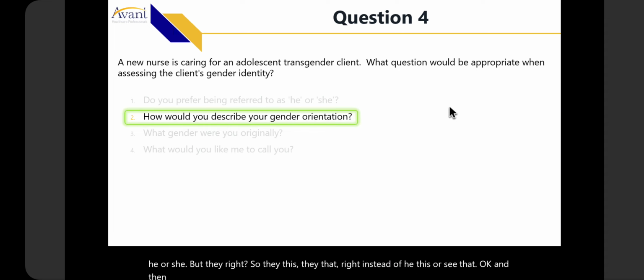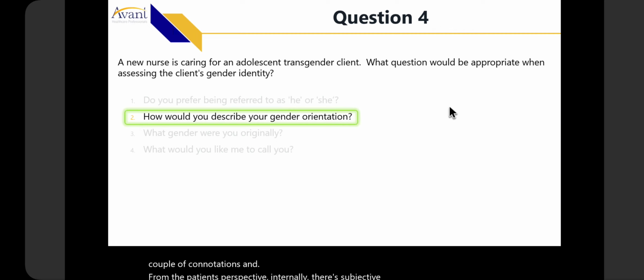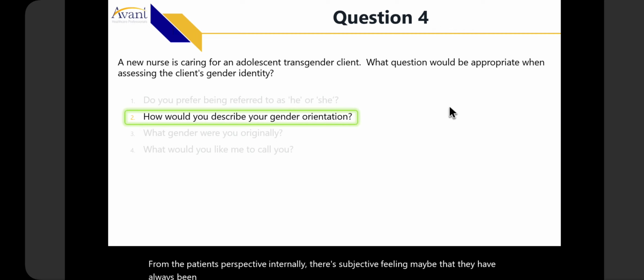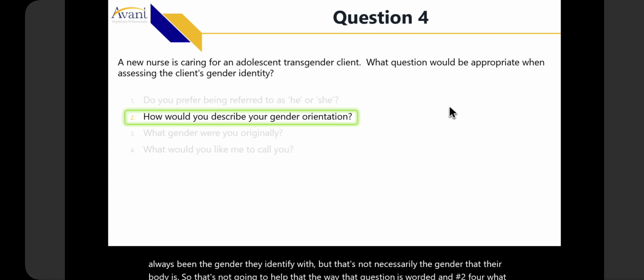And then if you ask them, what gender were you originally? The word originally can have a couple of connotations. And from the patient's perspective, internally, their subjective feeling may be that they have always been the gender they identify with, but that's not necessarily the gender that their body is. So that's not going to help the way that question is worded. And number 4, what would you like me to call you?